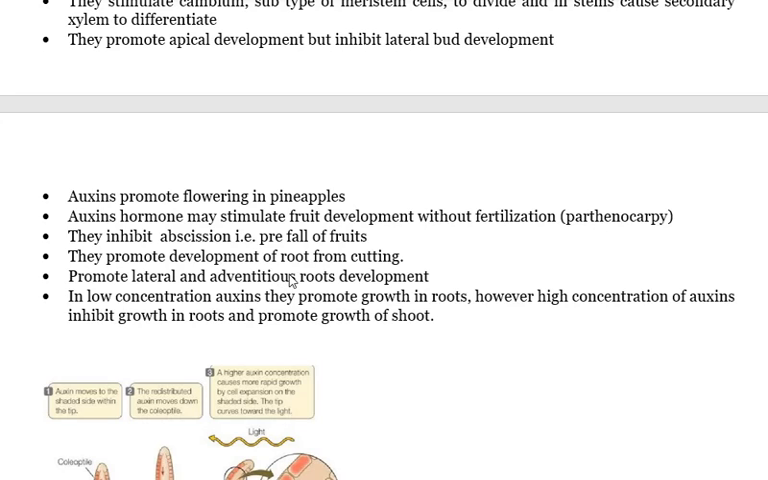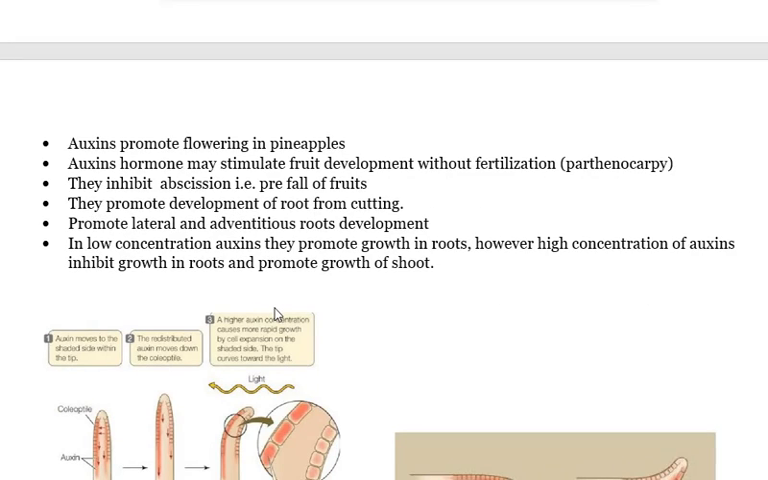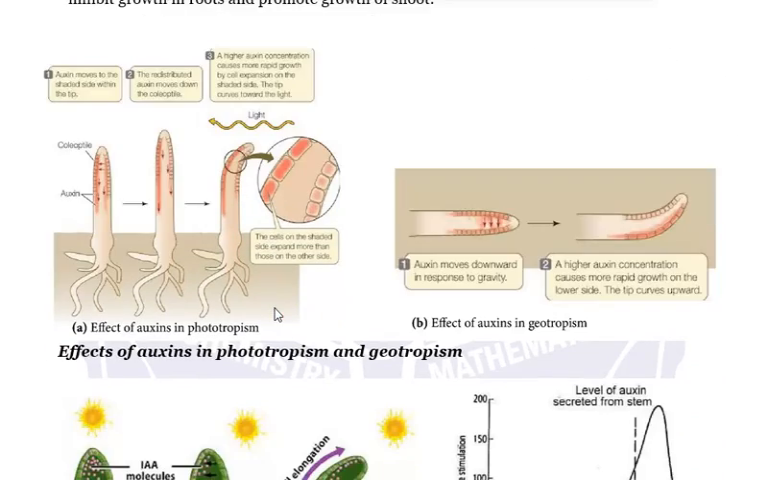Lakini pia hata kwenye roots, hii hapa ina promote sana lateral and adventitious root development. Sio sawa na kule ambako tuliona kwenye apex ina stimulate apical growth, ina inhibit lateral bud development. Wakati kwenye roots ina promote development of lateral roots. Kwa effect ya auxins hapo unaweza kuona kabisa kwamba it is different na kule kwenye shoot ambako ina inhibit the development of lateral buds.